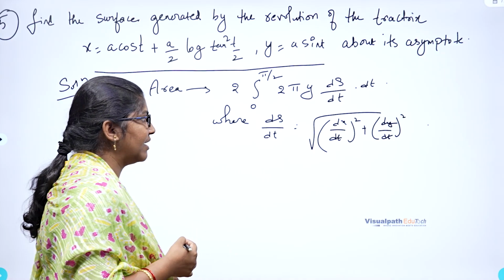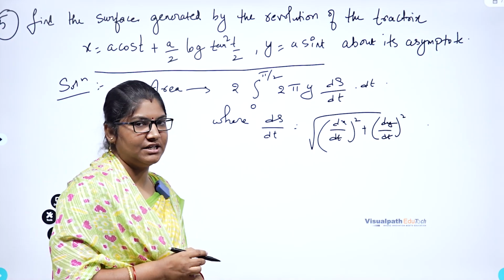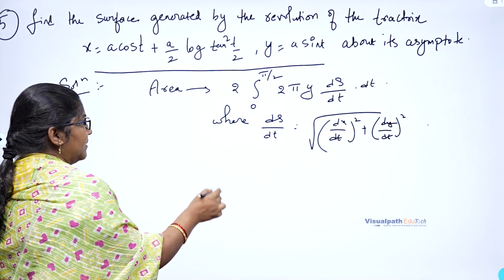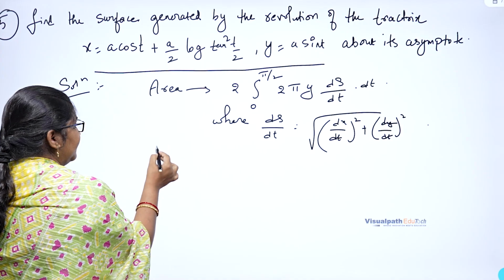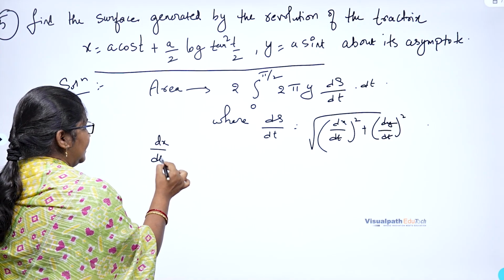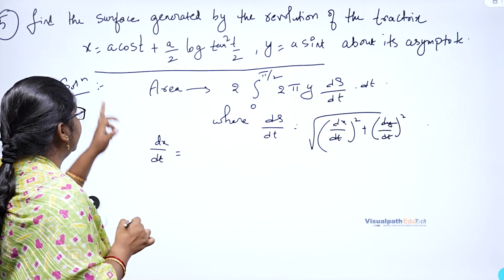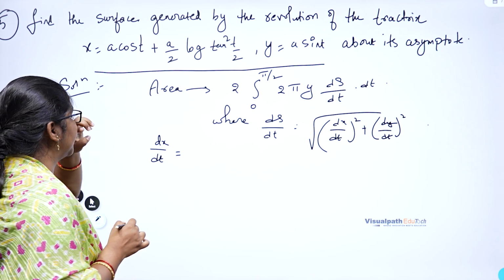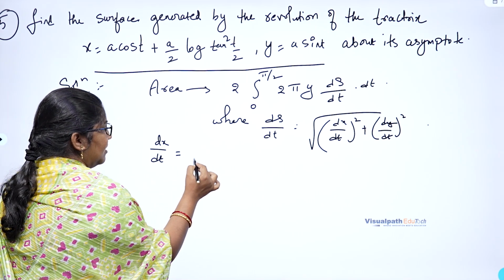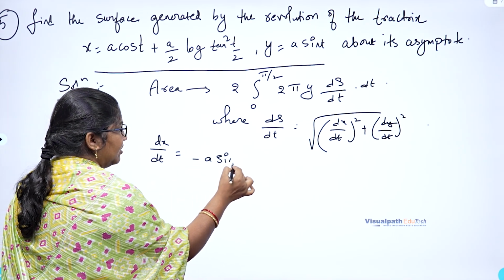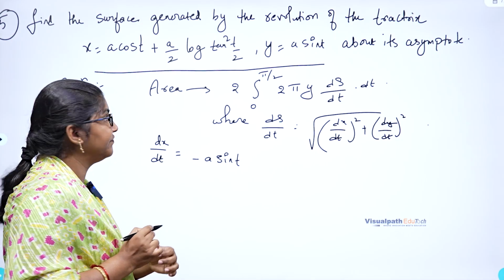Okay. (dx/dt)² + (dy/dt)². Now we will find dx/dt. What is dx/dt? Differentiating with respect to t, we get minus a sin t, minus a sin t.